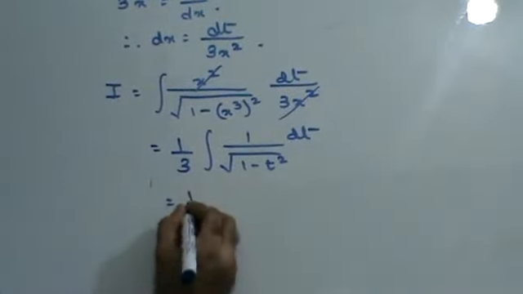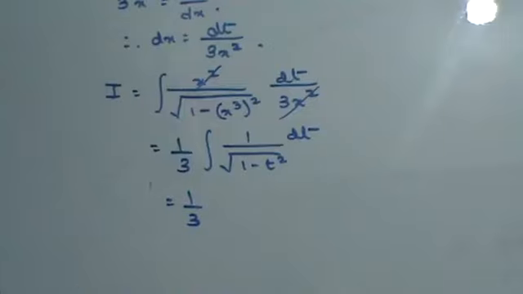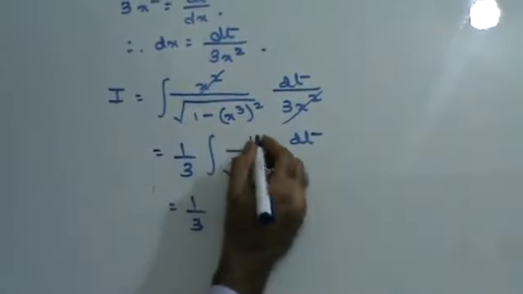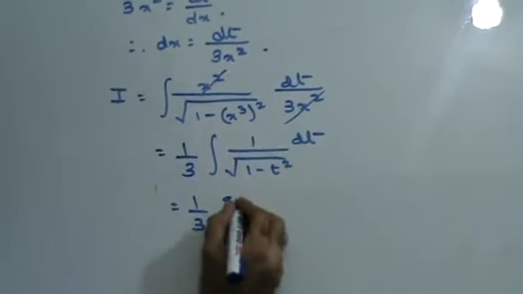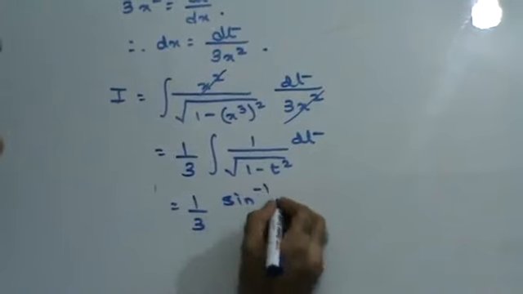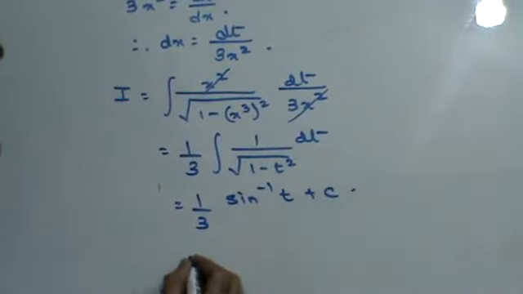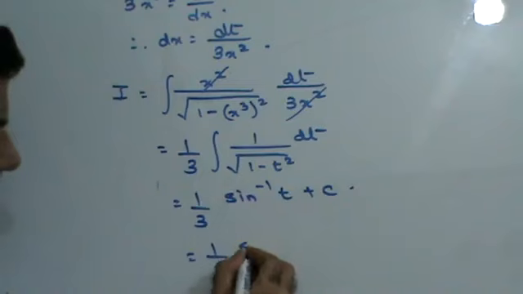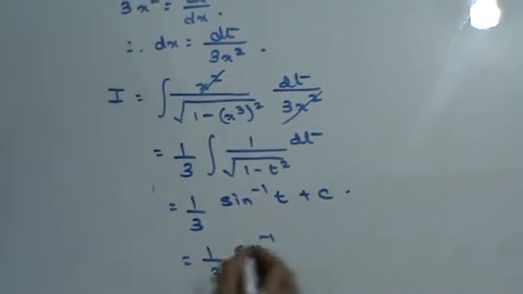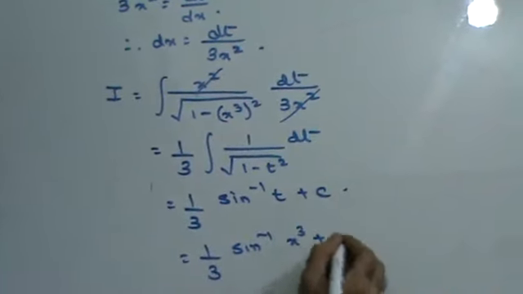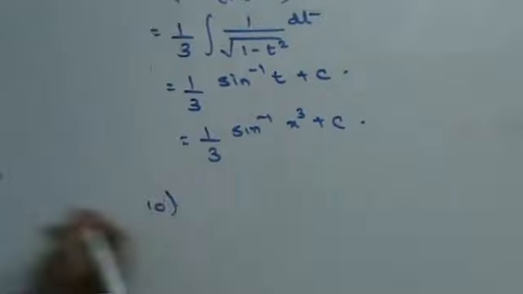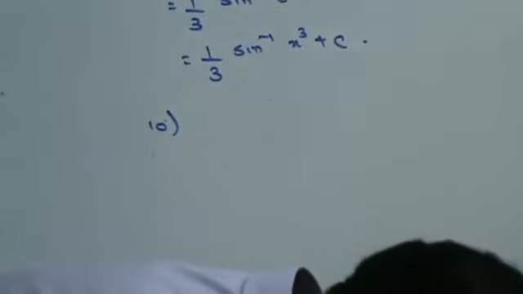Integral of 1 upon square root of 1 minus t square is nothing but sine inverse of t plus c. So 1 upon 3 sine inverse of t, and t can be written as x cube, plus c. Next, let's see the next sum.